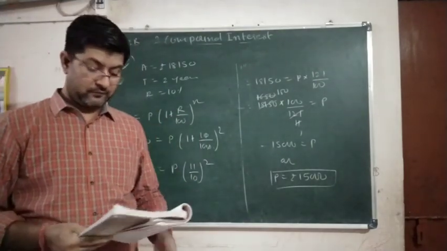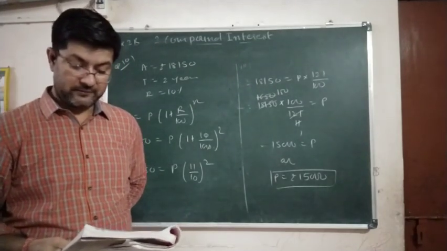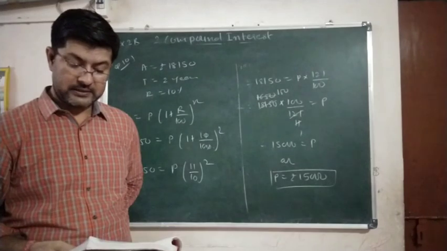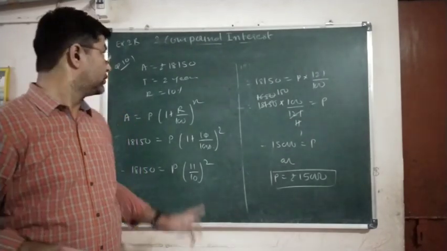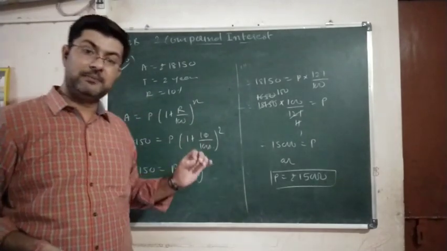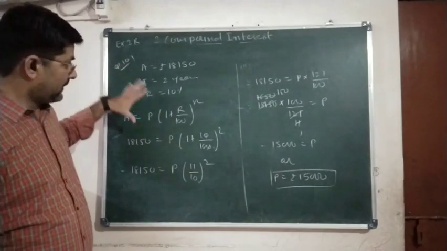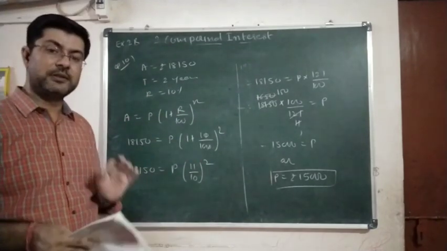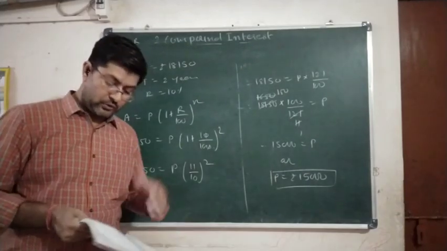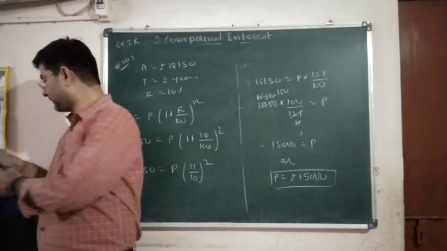Question number 11. What sum of money will amount to rupees 93170 in 3 years at 10% per annum compounded annually? So question number 11 is just similar to the question number 10. Different values, but the method is entirely the same. So this question number 11, you will try yourself. Question number 12 onwards we will solve in the next video. Okay.